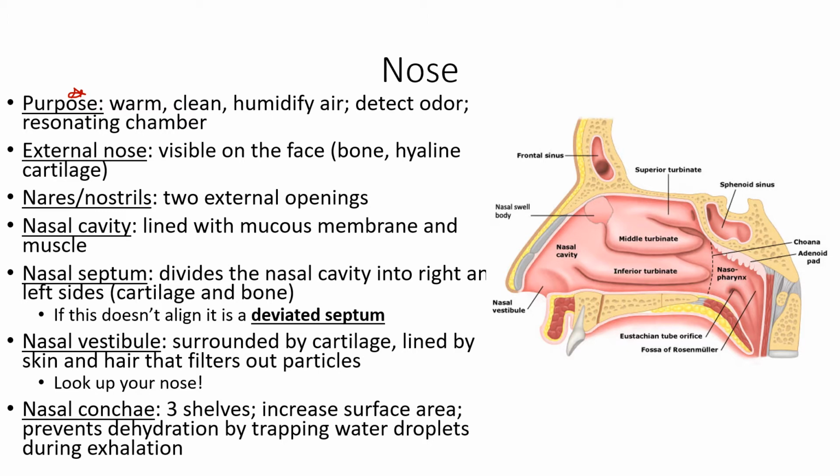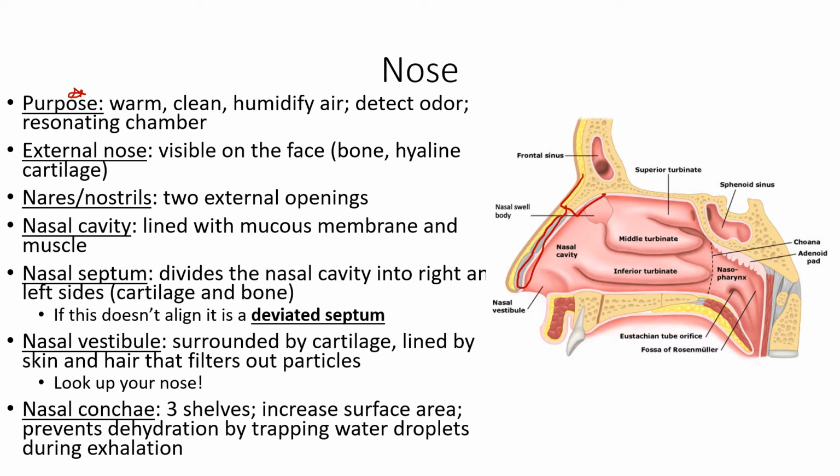Your external nose is going to be what you know and love. It is on the outside of your face. It is made of bone and hyaline cartilage. And you can actually see this little difference here, which I think is quite cool, between the cartilage and then the bone back here. So when someone breaks their nose, typically they're probably breaking that cartilage. Less likely they are breaking that bone.